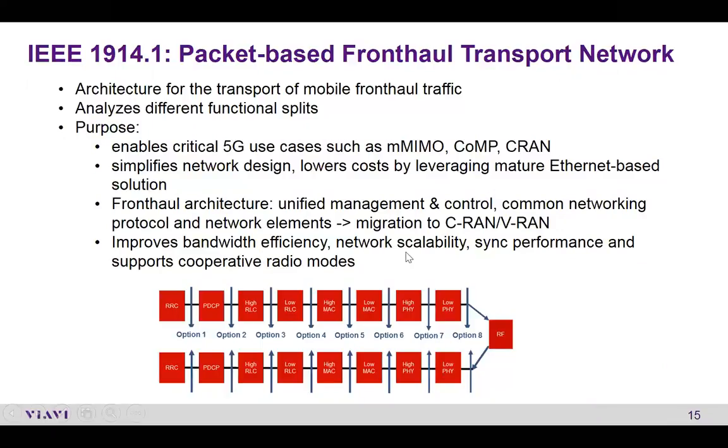So it defines architectures and a unified management and control plane, and really at the end, the top goal is we save bandwidth, right? This is the reason we need this, otherwise we could live with CPRI. How can we scale it? How can we reach these sync performance goals that we had in the previous slide, talking about sub-microsecond synchronization performance, and also obviously support cooperative radio modes, CoMP, etc. This is the goal from a very high level of IEEE 1914.1.